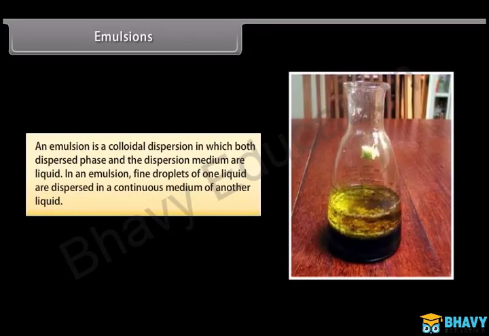Emulsions. An emulsion is a colloidal dispersion in which both dispersed phase and the dispersion medium are liquid. In an emulsion, fine droplets of one liquid are dispersed in a continuous medium of another liquid.